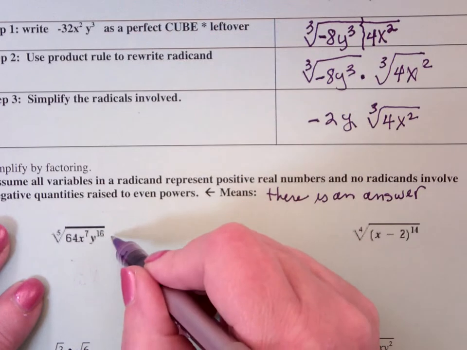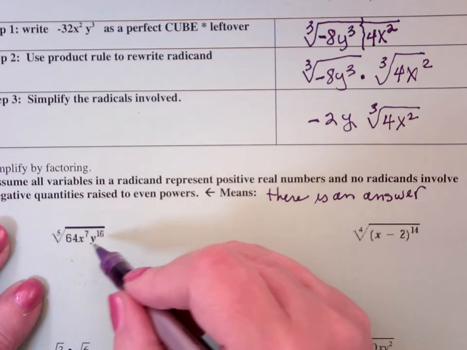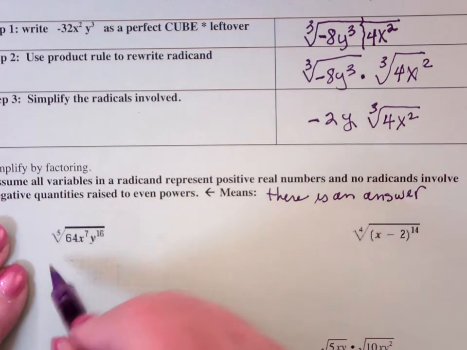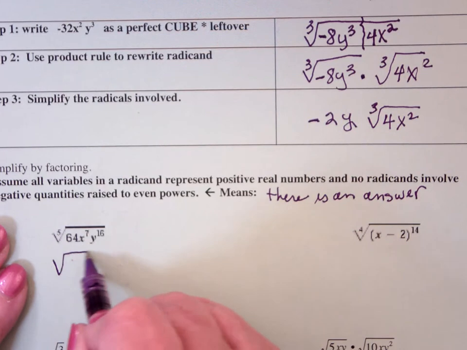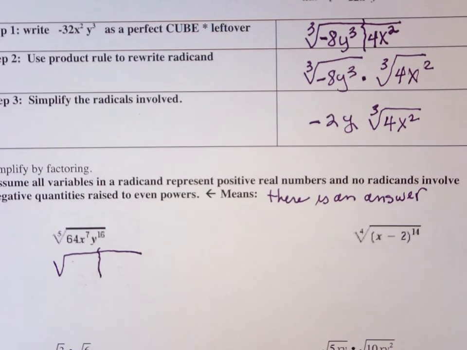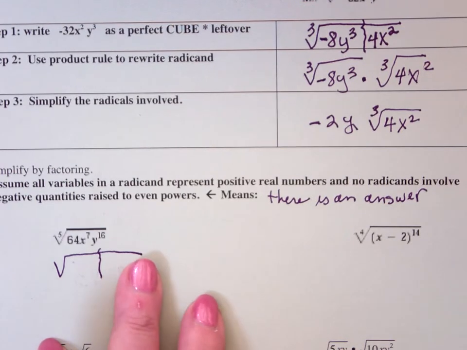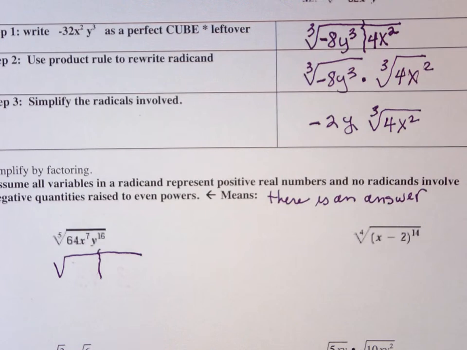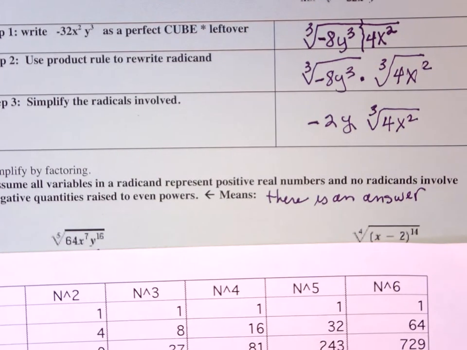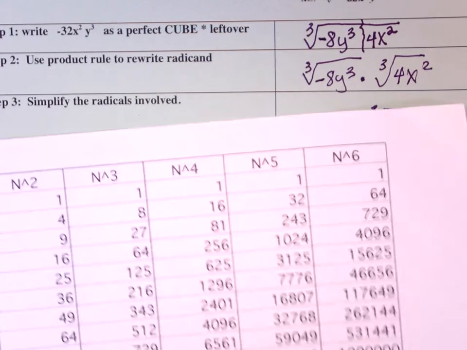So I'm looking at the fifth root of 64, x to the 7th, y to the 16th, and I want to break it into two pieces. The fifth root and the leftovers. Now, 5s I'm not familiar with, so I'm going to take my powers table, and this is n to the 5th, and we're looking at 64.